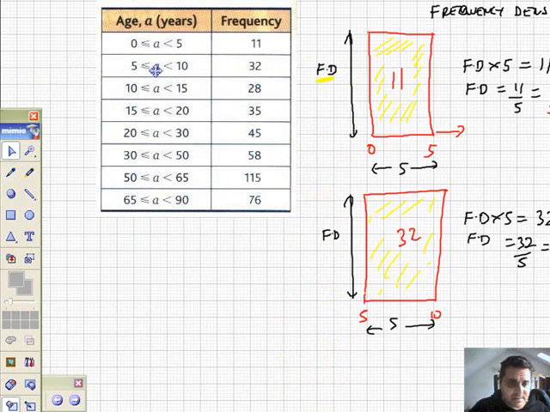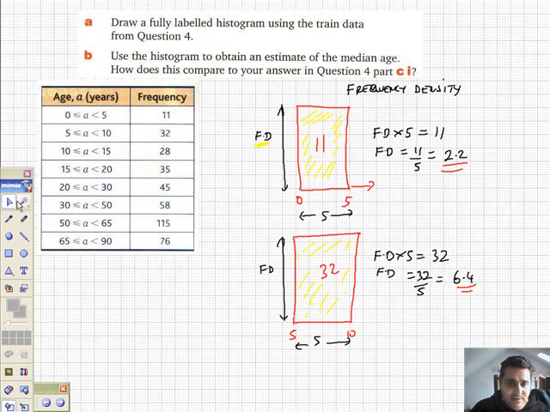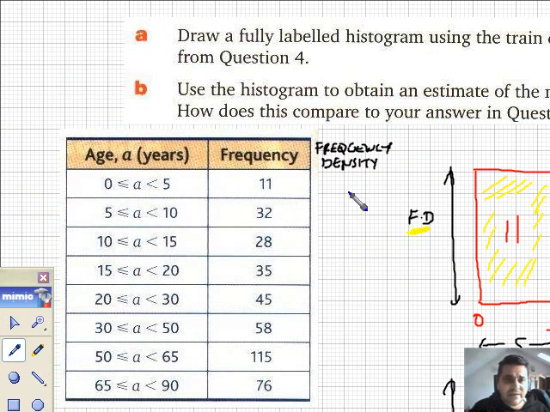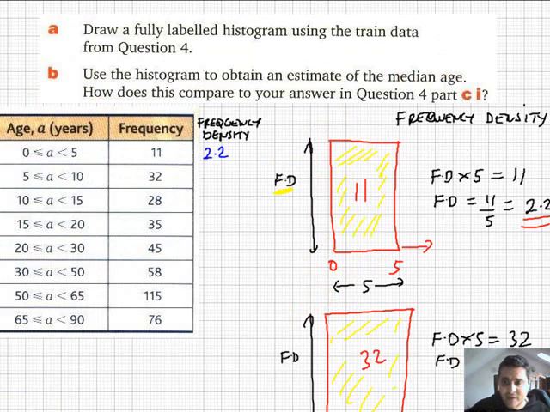So if I take this out of the way, I might just put the data I've just done there. Let's take a look here. Call this frequency density. Make the y a little bit like a y. Okay, so what I did was 11 divided by 5, 2.2. Let's change colour then. So that's 2.2. 32 divided by 5, there's my answer, 6.4.